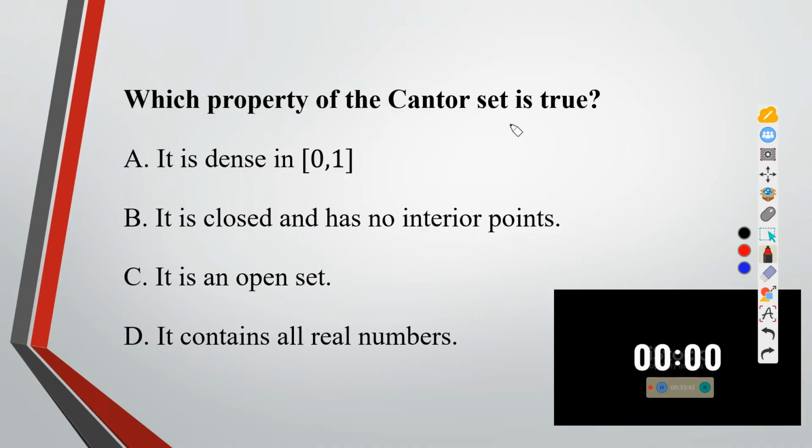So which property of the Cantor set is true? Let us look at the given options. A, it is dense in [0, 1]. This is false because the Cantor set C is nowhere dense in this interval. In other words, it is not dense in this interval. The complement is dense because we have open intervals removed, and those open intervals are dense. So its complement is dense, but the set is nowhere dense.